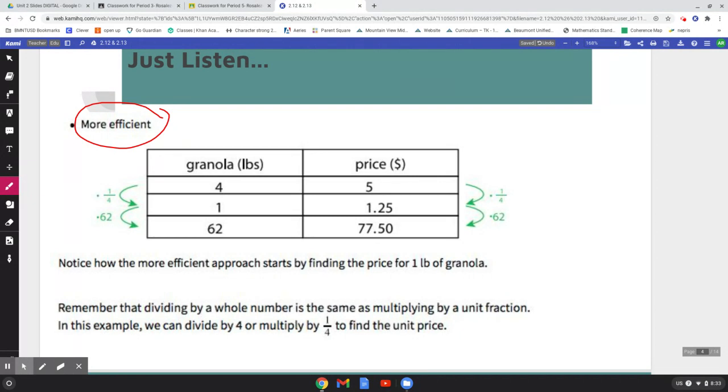So what's happening here is they give you the 4 pounds at the cost of $5. What you can do, as I've been telling you over and over, is divide 5 by 4, and we're going to get $1.25. And that 1.25 is telling us the cost of 1 pound. Whenever you divide what's given, you will get what happens for 1. Once you figure out what happens for 1, you can just multiply or divide that by whatever it's asking in the table.